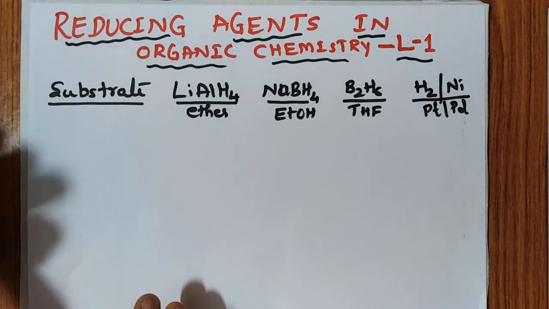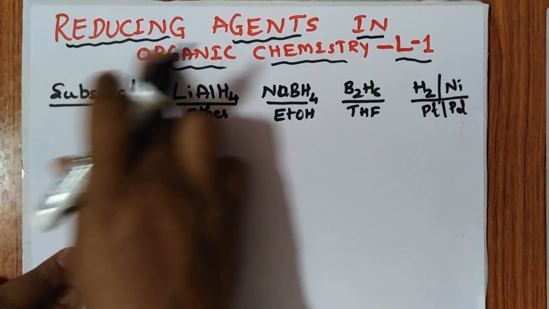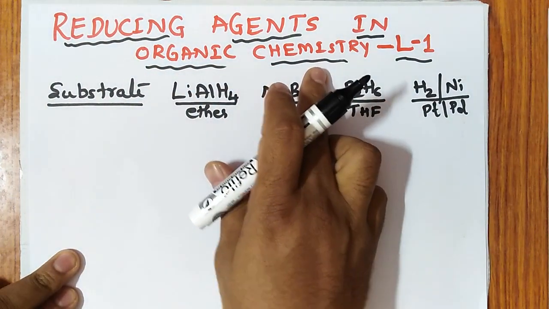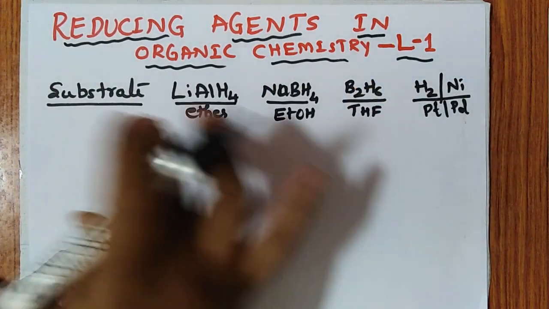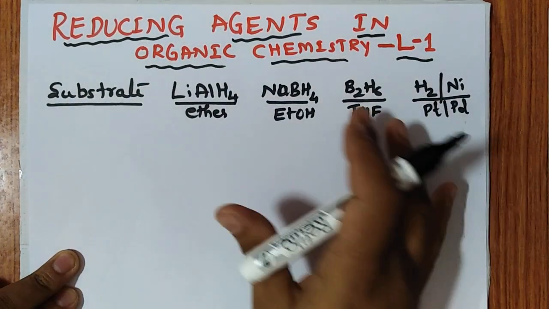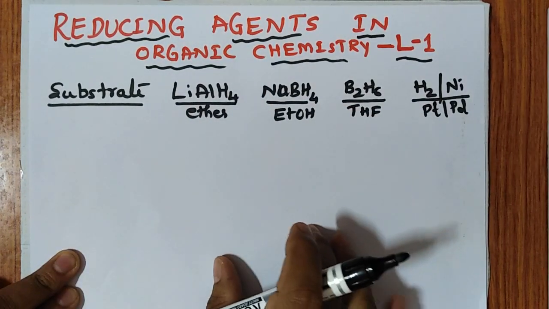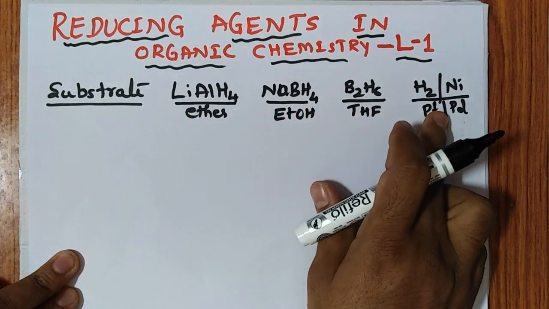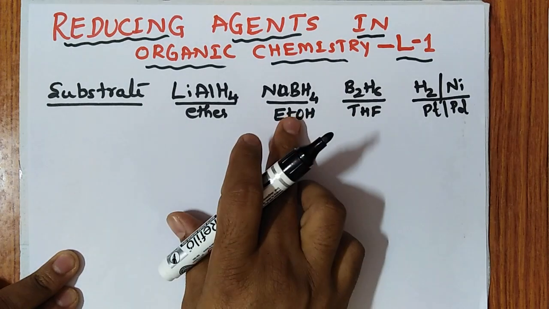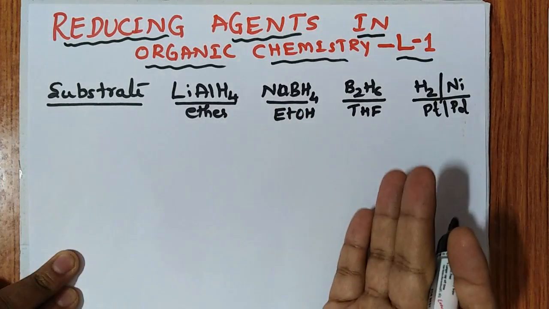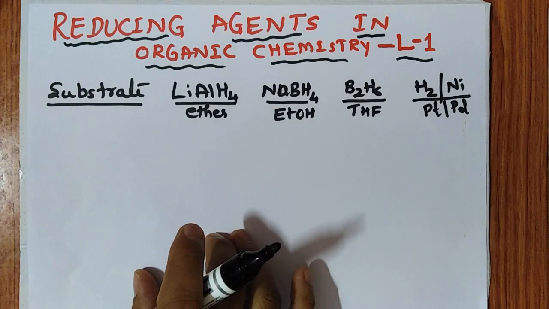In today's video, let us discuss a very important concept for JEE NEET exams, reducing agents in organic chemistry. Lecture 1 I have written because in one lecture I cannot finish all the reducing agents, so I will take 2 lectures for this part. Here I have written substrate, and in this first lecture, remember, I am only talking about these 4 reducing agents. What is the use of this? When to use? If we use this, what type of conversion takes place? All these things we are going to discuss.